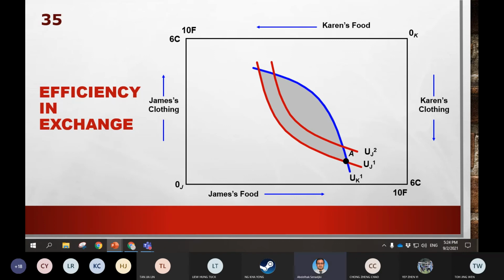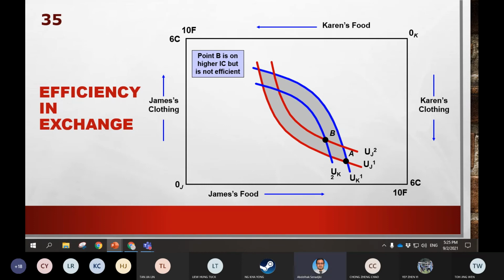So the move from A to B, let's say this B, okay? James moved from UJ1 to UJ2. Karen moved from UK1 to UK2. We come to point B. If you look here, we still have this shaded area. When the two indifference curves intersect, it means that we are not maximizing, we are not at efficiency. We can still improve it.